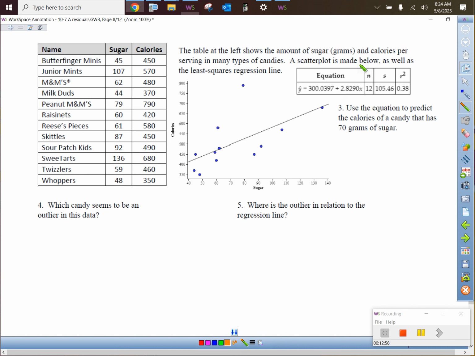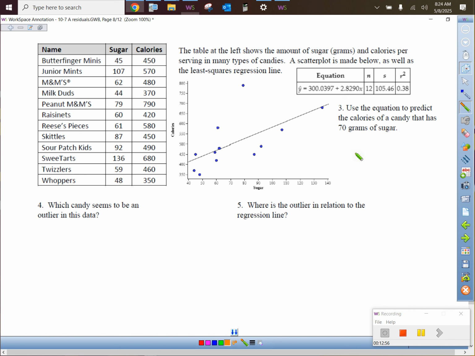A scatter plot is made below as well as the least squares regression line. Use this equation to predict any candy that's got 7 grams of sugar. So here's the question you got to ask yourself because homework might have you do it the other way. Where does the 70 go? In for X or in for Y? There might be some stuff where you got to put it in for Y, so you look to your graph. Isn't Y calories and X sugar? What is this 70? Calories or sugar? So 70 goes in for X.